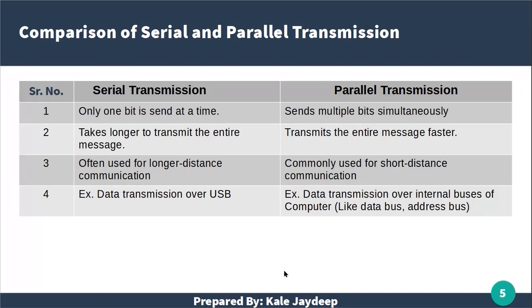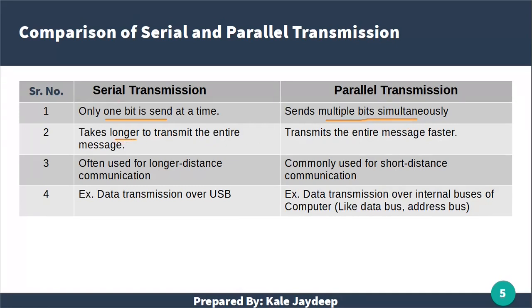Now let's discuss the comparison of serial and parallel transmission. In serial transmission, the data is sent serially, bit by bit. Only one bit is sent at a time. But in parallel transmission, multiple bits are sent simultaneously. Many bits are sent in parallel.